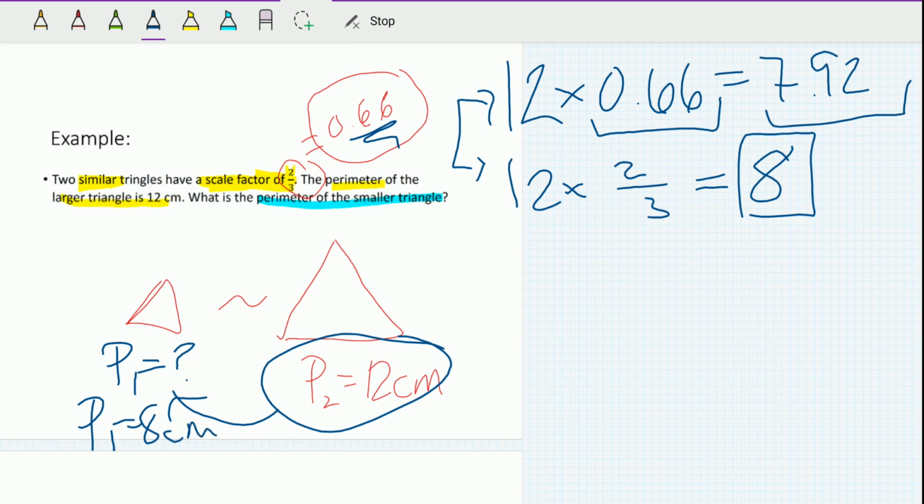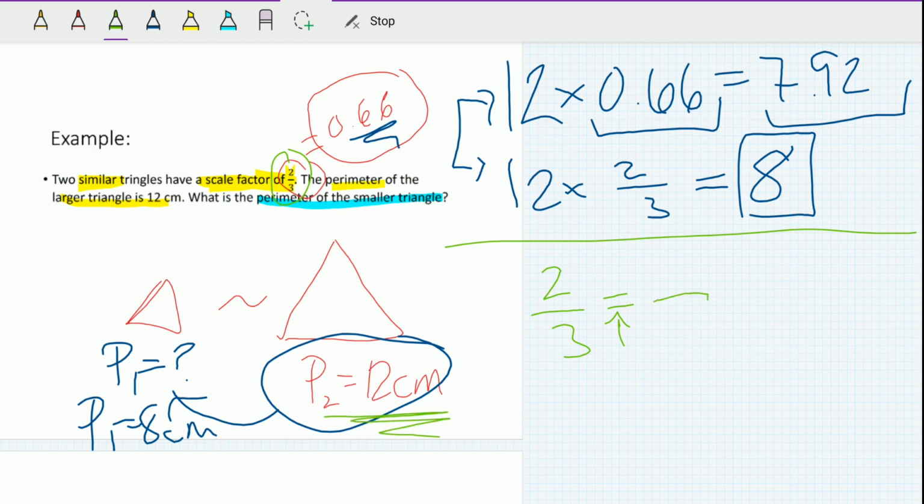Now, some of you are not going to like this method. You're going to think it's a little bit confusing. So let me show you a different way to do it. So the scale factor is 2/3, right? 2 to 3. That is sort of like a ratio that we can use. What we're trying to determine is the same exact scale factor, but now we're working with 12. Now, where would I put 12, in the numerator or the denominator? Right now, just by me asking that question, I don't know.